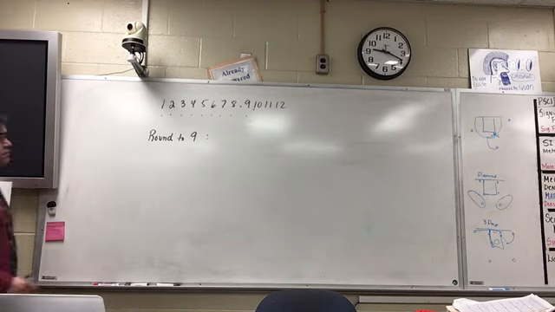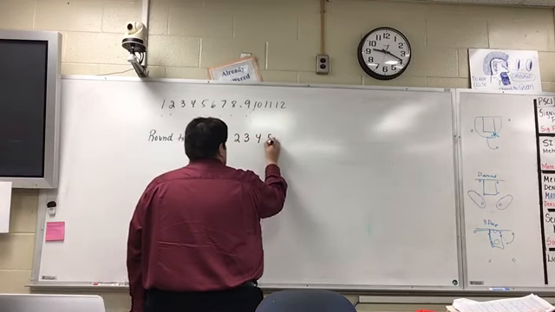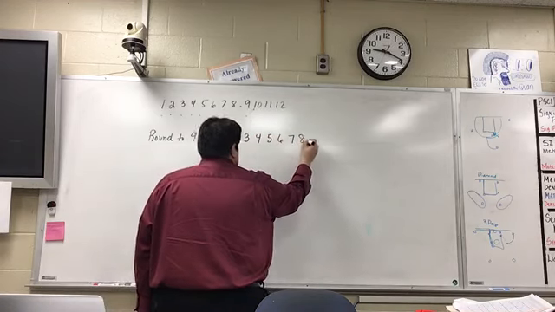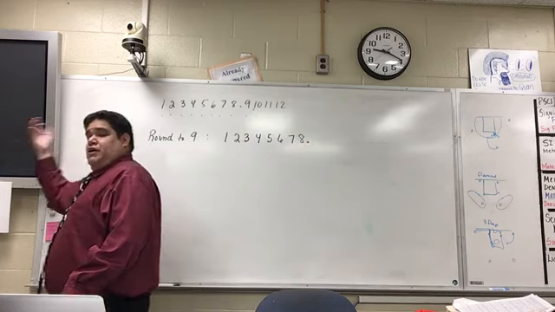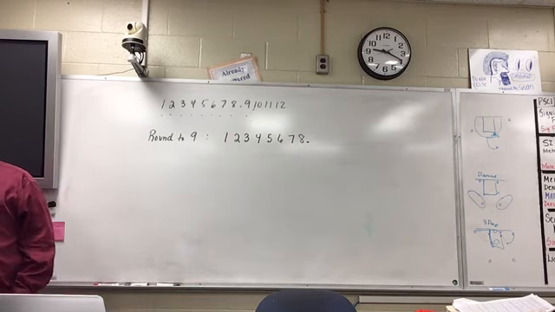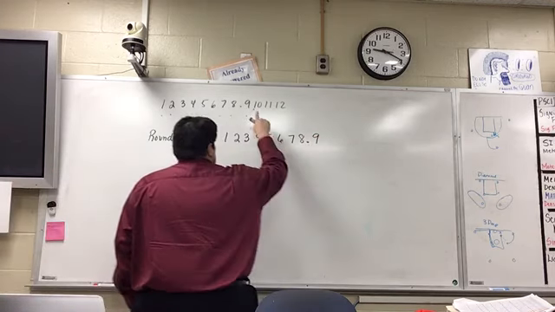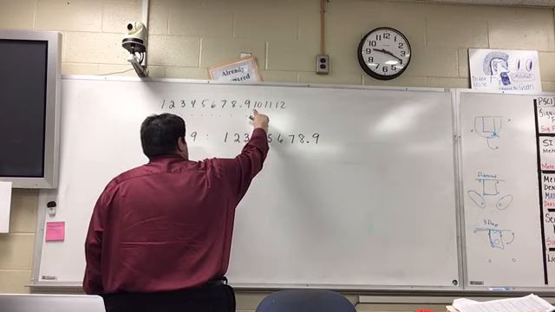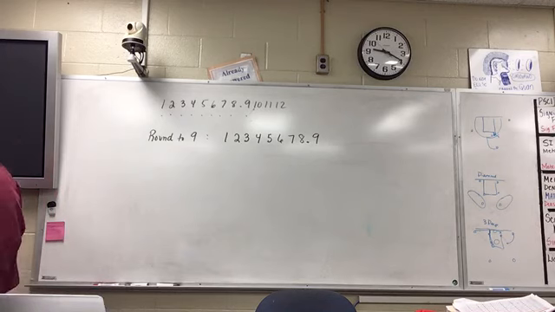So right now, I've got 1, 2, 3, 4, 5, 6, 7, 8 point, and now I have to determine, is it going to say 0.9 or is it going to round up? It's going to stay 0.9. What number would that have to be to cause that 9 to round up? 5 or greater. Okay? 5 or greater.